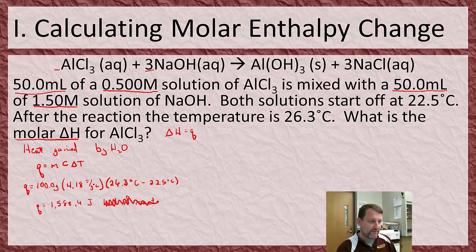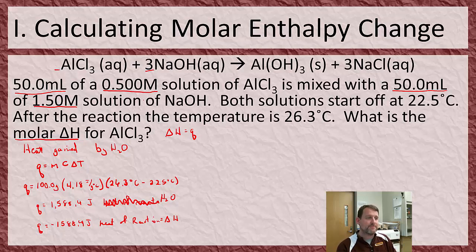That's the heat the water absorbed. I apologize. The heat of the reaction, Q, is equal to negative 1588.4 joules. Because if the water absorbed this much heat, then the reaction gave off this much heat. This is the heat of reaction, and we like to call that delta H. So our delta H is negative 1588.4 joules.